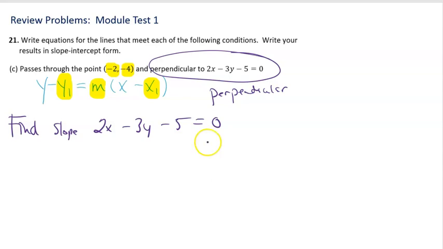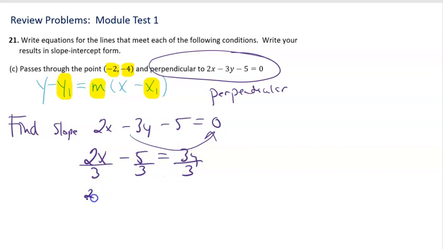So that's what I'm going to do. I'm going to get the y by itself. The fastest way to do that is to move the negative 3y over there and make it positive. So I'm going to say 2x minus 5 equals positive 3y, and then divide everything by 3. Now that gives me 2/3 x minus 5/3 is equal to y. That doesn't look like y equals mx plus b, but it totally is. Let's write y on the left, and we have 2/3 x minus 5/3, and you will see that your slope is right there, 2/3.